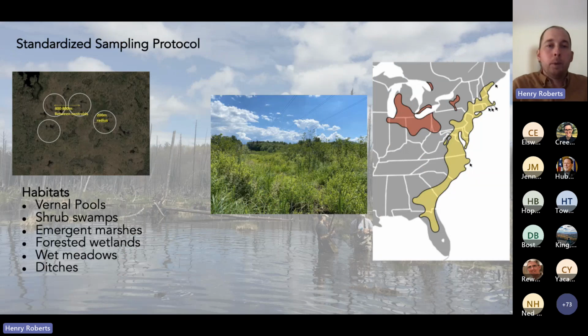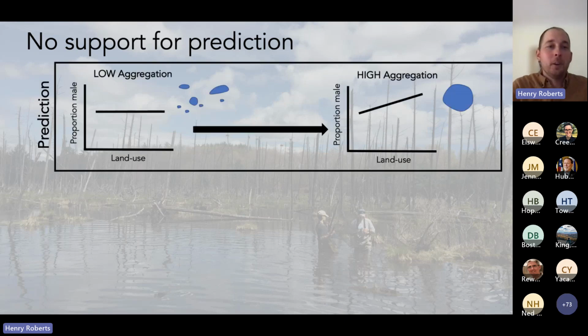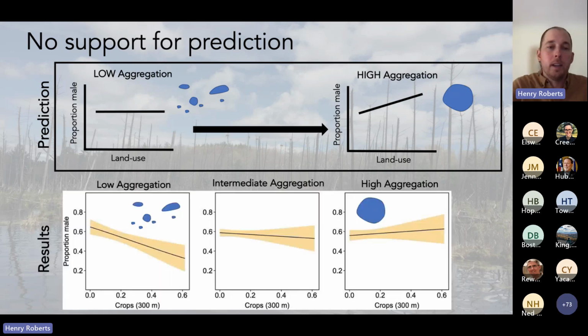So again, I'm going to breeze right through these methods. They're the same methods as we applied, same data set, and really we found no support for our prediction. So as a reminder, at low aggregations, we thought there would be no relationship. At high aggregations, we thought that there would be a positive relationship between proportion of male and land use intensity. We essentially saw the exact opposite pattern.